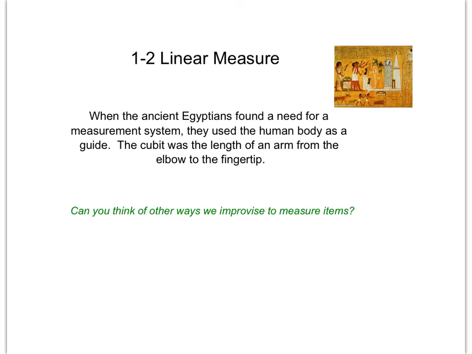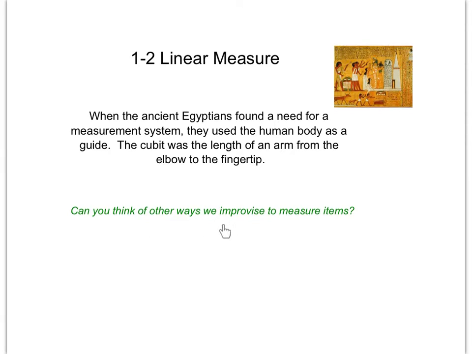Alright, folks, linear measure is just ways that we measure the lengths of segments. The ancient Egyptians used something called the cubit. The cubit was approximately the length of an arm from the elbow to the fingertip. So a cubit was probably about a foot or two.